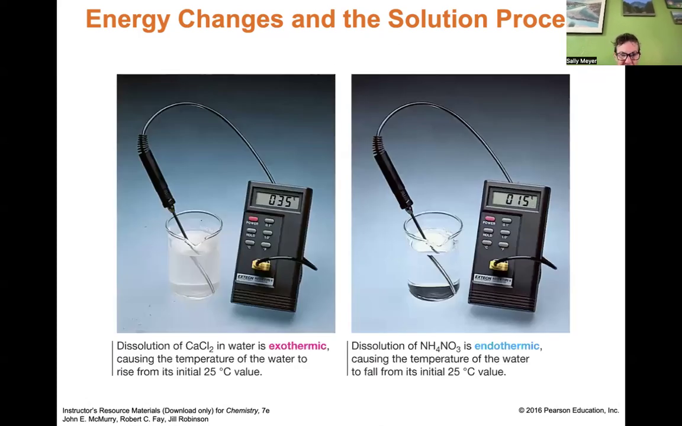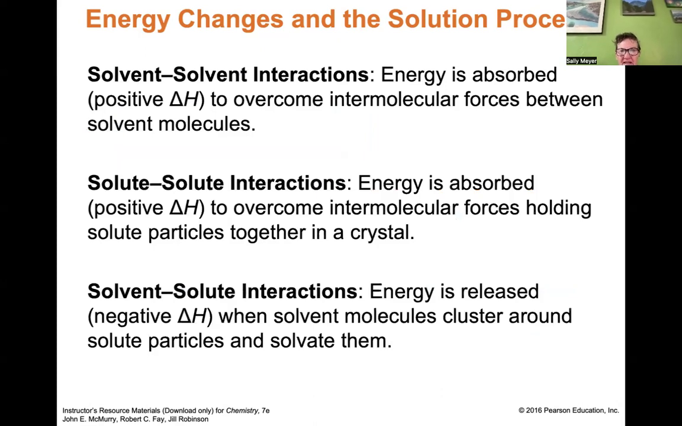Okay, so during the process, something like calcium chloride dissolving in water, it's exothermic, so the temperature of the water goes up. But as I mentioned, ammonium nitrate is a great substance to use as an ice pack because when it dissolves, it's an endothermic process, so it pulls heat out of the water and cools down the system. And so this just depends on what I just mentioned. If the solvent-solvent interaction, that's the energy that has to be absorbed to overcome the interactions between solvent molecules, that's going to be positive. And then the solute-solute, you have to overcome those also.